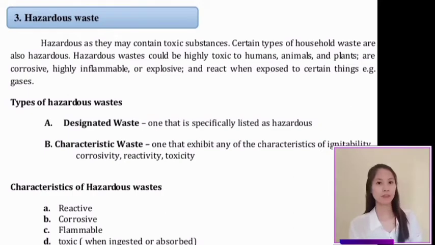Ignitability is something that's flammable. Example, alcohol, gas, and waste oil. Corrosiveness is something that can rust or decompose. Example is battery acid and rust removers. Reactivity is something that's explosive. Example is lithium sulfur batteries. And toxicity is something that's poisonous. Example is chemical waste, radioactive waste, and medical waste.